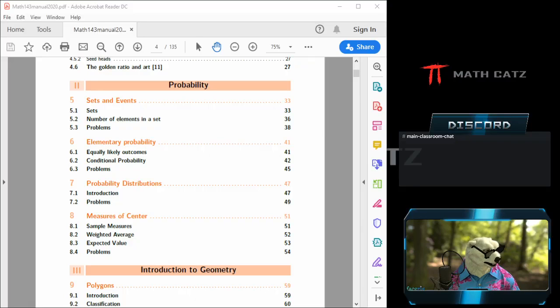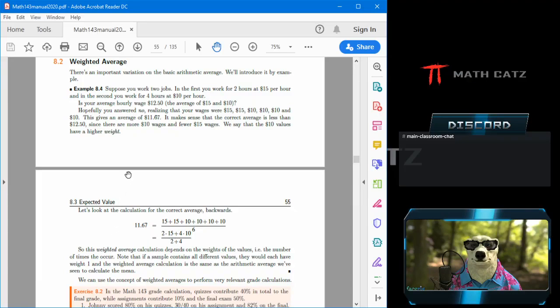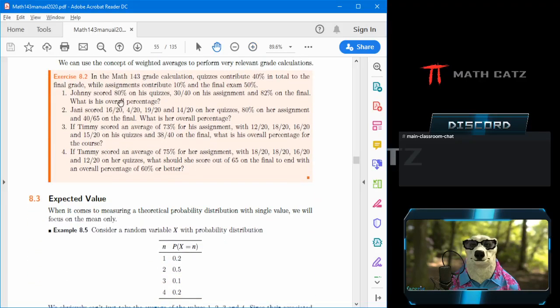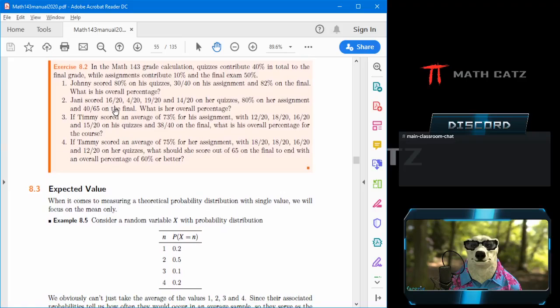And there's a question already. Very nice. Can we go over a weighted average example to start off the office hours? Exercise 8.2. Okay, let's have a look. I'll zoom in a little here. Exercise 8.2. Yes, for sure.